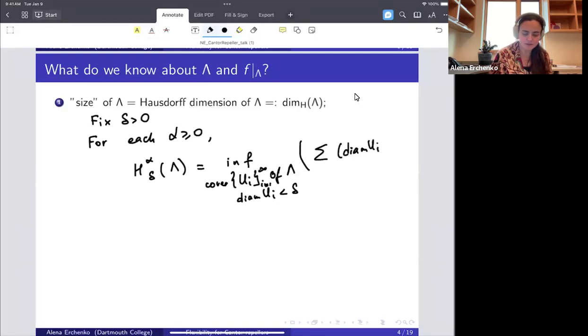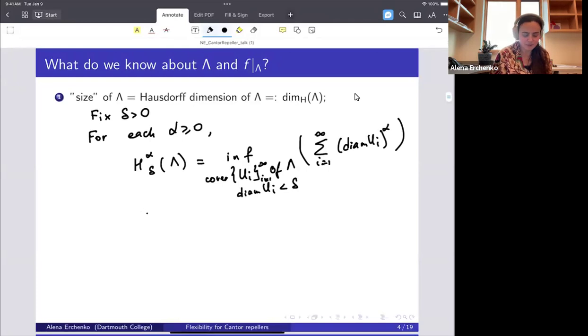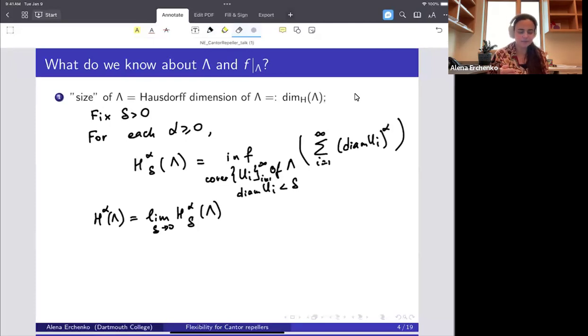We want to measure this cover, so we take the diameter of each U_i to the power alpha and sum from 1 to infinity. We want to cover by smaller and smaller pieces, so we take the limit as delta goes to 0, and we get a number assigned to Lambda, measuring its weight. There are breakpoints: the number is either infinity, or zero, or possibly some finite number. This breakpoint is exactly what we call the Hausdorff dimension.